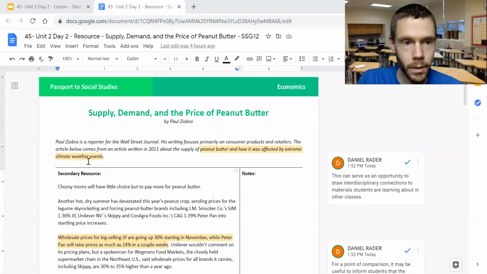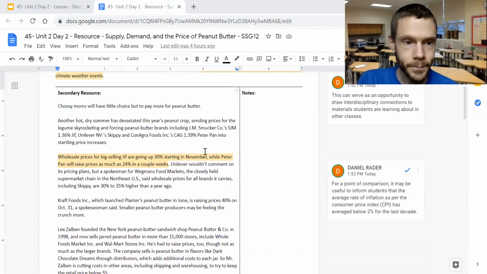So in the context part of this article here on the price of peanut butter and a supply shock shortage, this could serve as an opportunity to draw interdisciplinary connections to materials the students are learning about in their other classes, particularly as it relates to regional weather patterns associated with climate change events, and looking at what happened 10 years ago to the supply of peanut butter when it was affected by a climate weather related event.